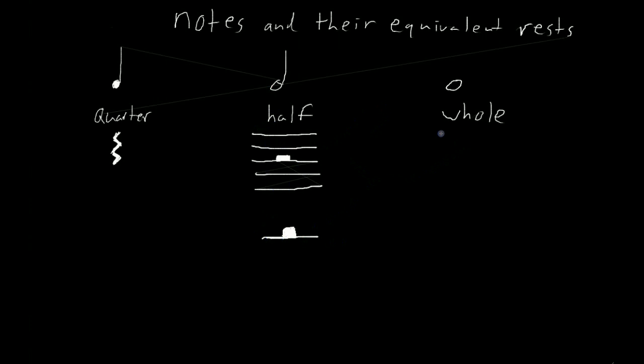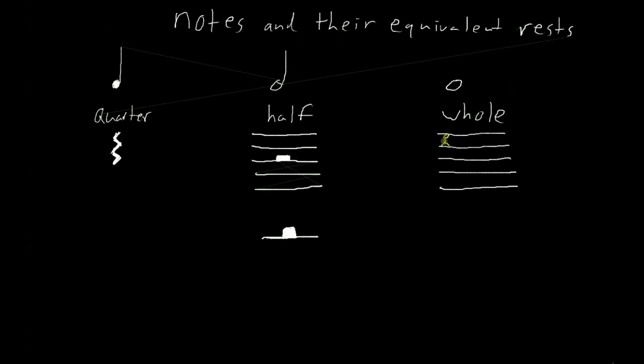And now on to the whole rest. So again, it's important to see what this rest looks like on a 5-line staff. So we've got 1, 2, 3, 4, 5. There's our 5-line staff. And here's kind of the trick to remembering what a whole rest looks like. I always kind of imagine that there's a little guy up here.